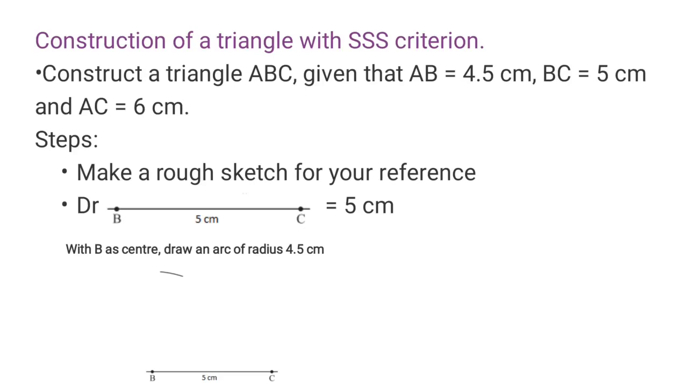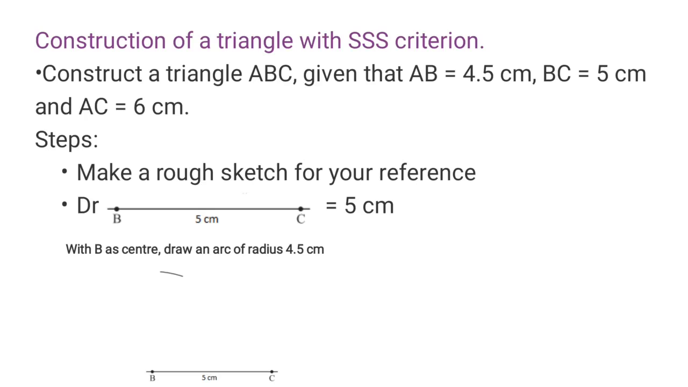Further, we will learn how to construct a triangle with SSS criterion with the help of an example of triangle ABC where AB is 4.5 cm, BC is 5 cm and AC is 6 cm. Well, here SSS criterion means side side side criterion. So to begin with, we will first of all make a rough sketch of the triangle and then we'll start with the construction based on this sketch.